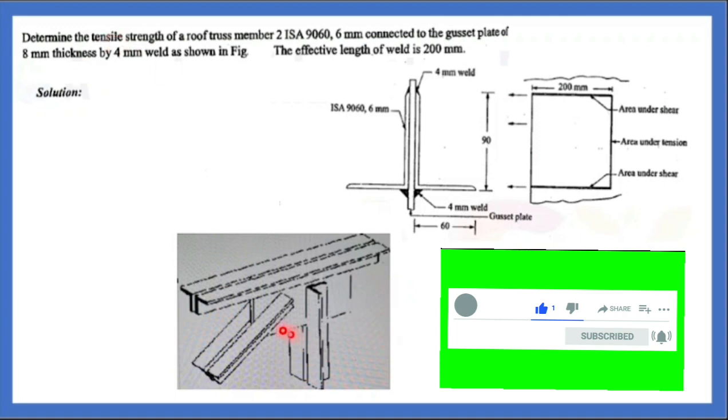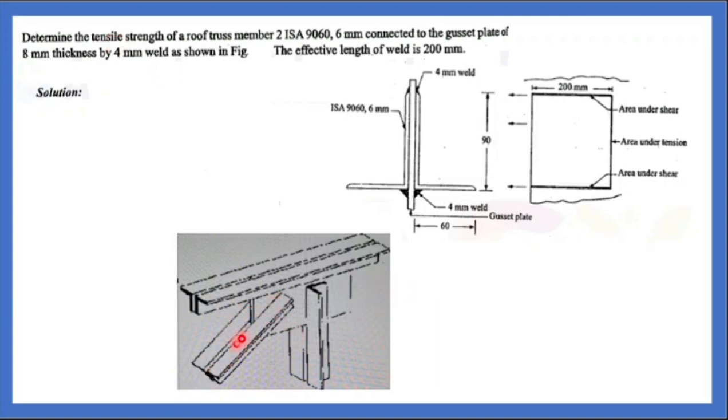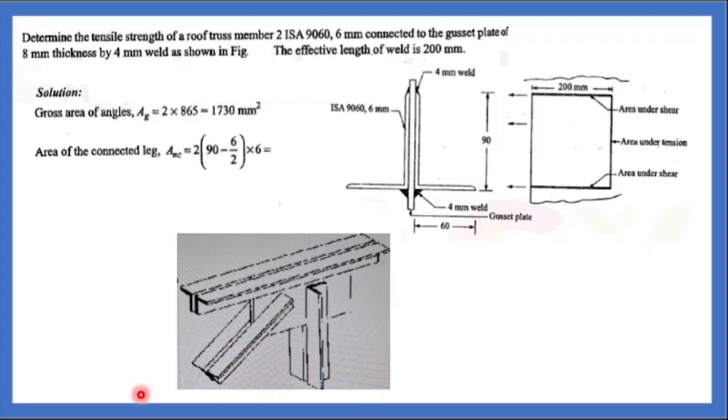You should find the tensile load carrying capacity of this element. How to find the tensile force in a member? You have three cases. What are they? Gross section yielding, net section rupture, and block shear. These three things you have to find, and the least of them is known as the strength of the member. First, finding the area of the leg.